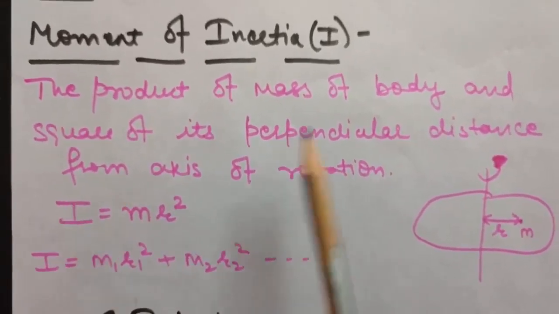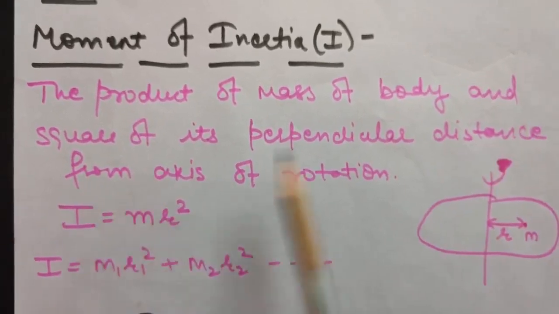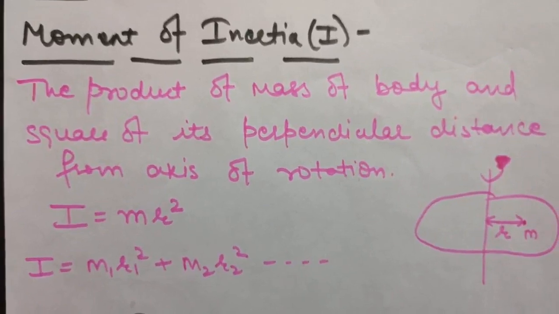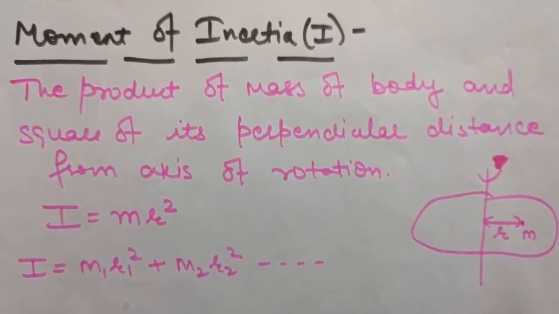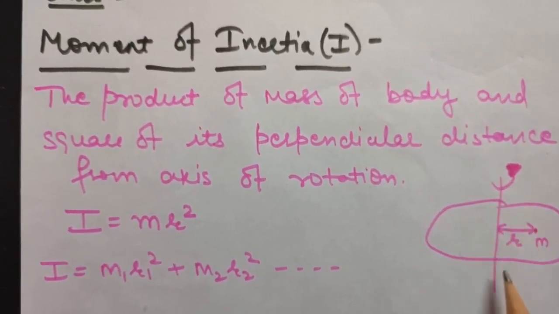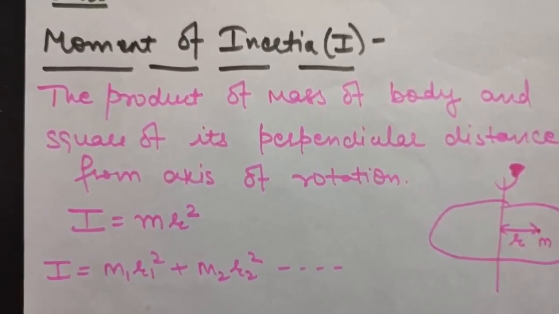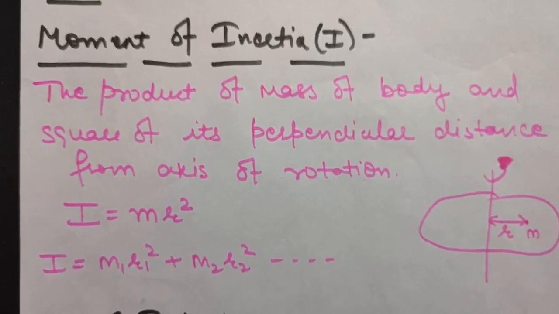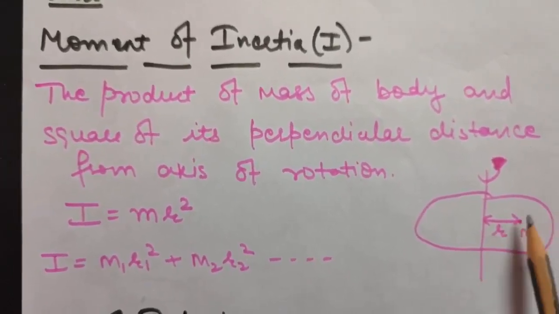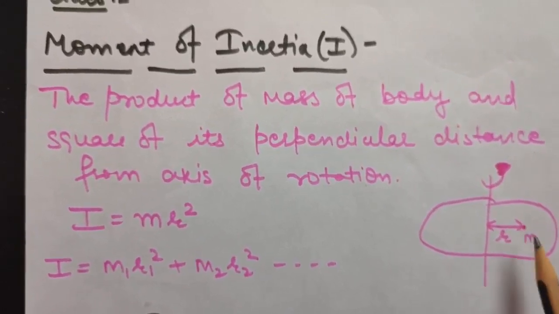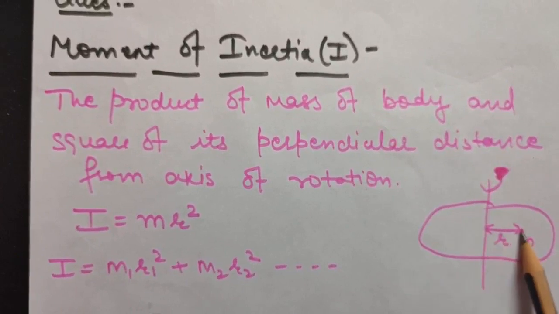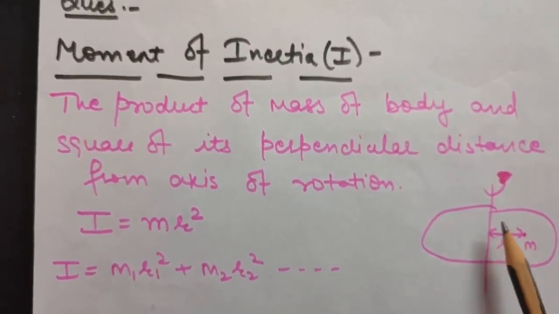So the product of mass of body and the square of its perpendicular distance from the axis of rotation is defined as moment of inertia. For example, if you have a body which is rotating about this axis. Now see, as I told you, there are various particles in a body. If I suppose a single particle m, whose distance is r, and remember r is the perpendicular distance from the axis of rotation.